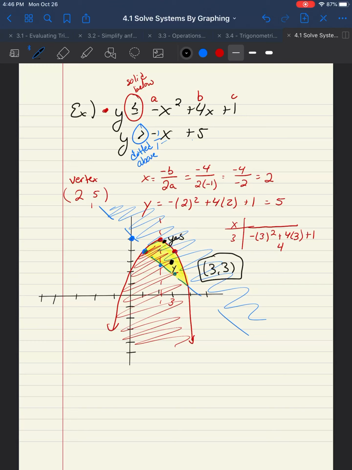Anything on the solid red line is. Anything on the dotted line is not. Okay, and so you have open-ended solutions on the inequalities.